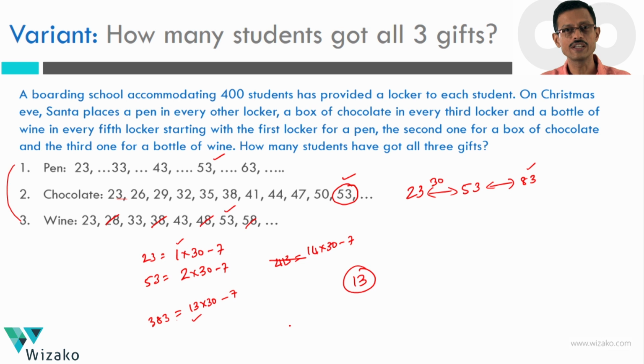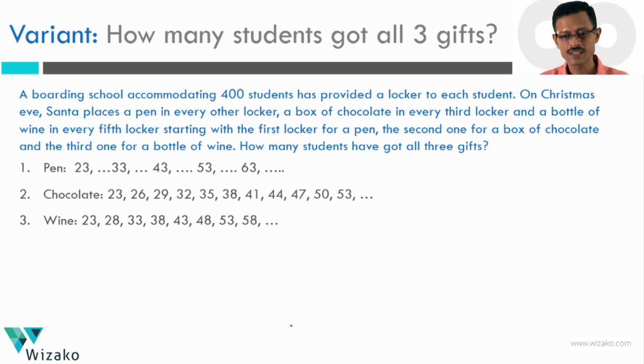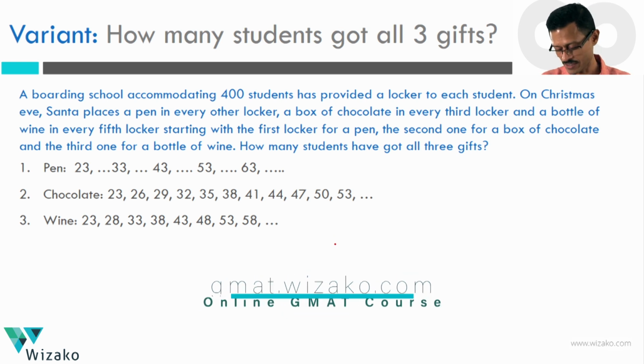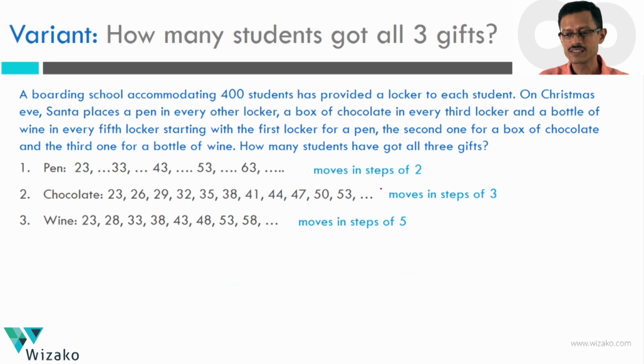It's a much more difficult question than the first one. Consolidate this in the next step. Essentially, these are all the guys who got the gifts. They skip the steps as I mentioned. The important thing is, this moves in steps of 2. The second set moves in steps of 3. The third set moves in steps of 5.